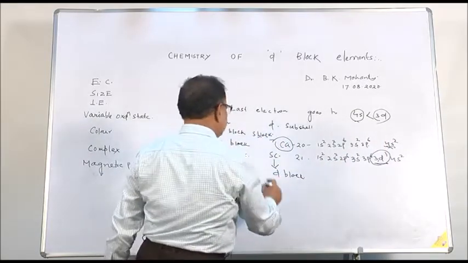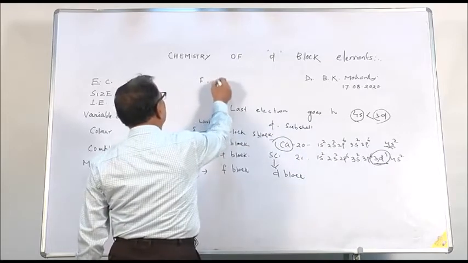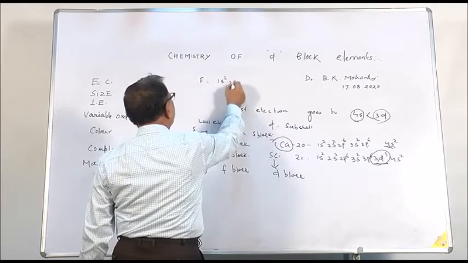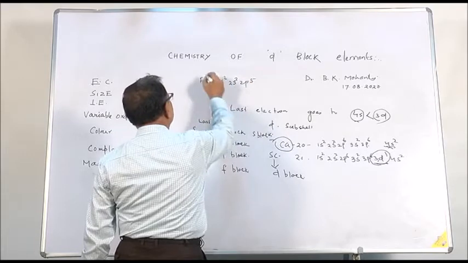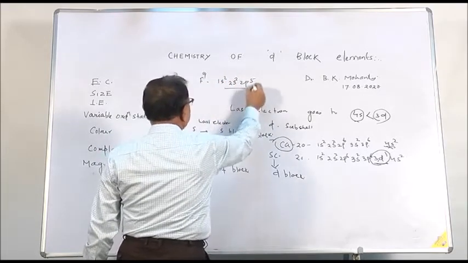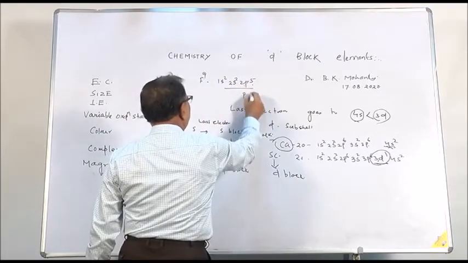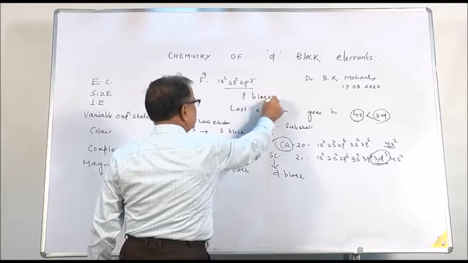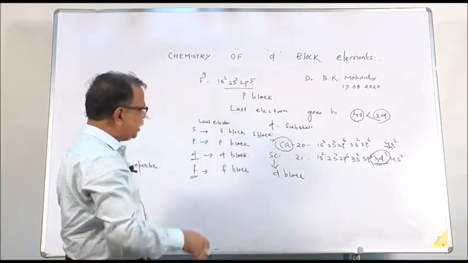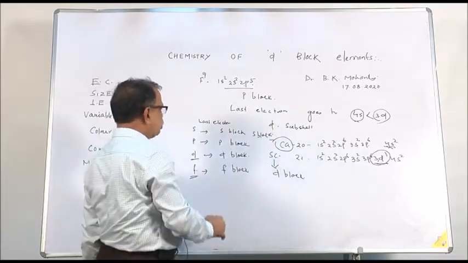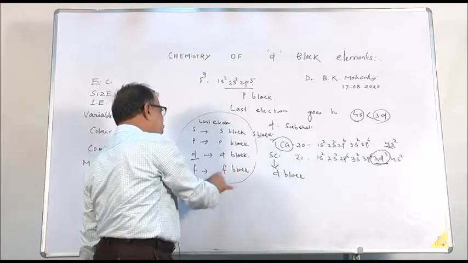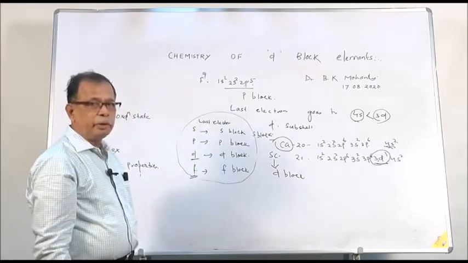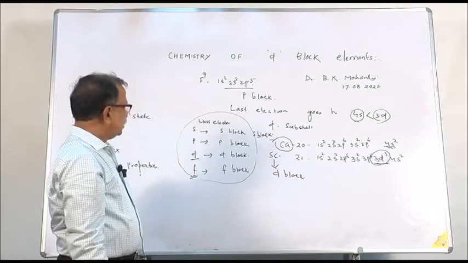Similarly, p block is fluorine, 1s2, 2s2, 2p5. The last electron goes to p orbital, hence it is called p block. Similarly, if the last electron goes to f orbital, that is called f block elements. So the elements are classified into 4 types: s block, p block, d block, and f block.